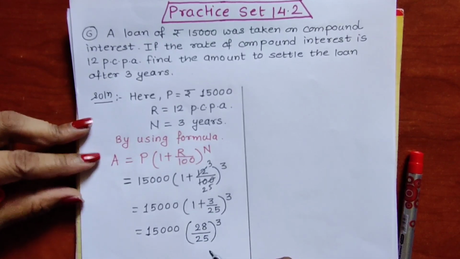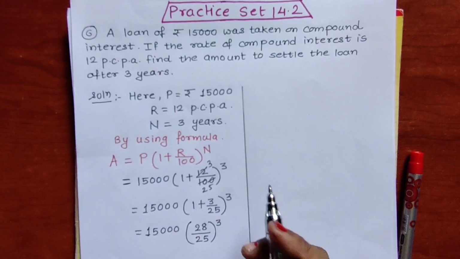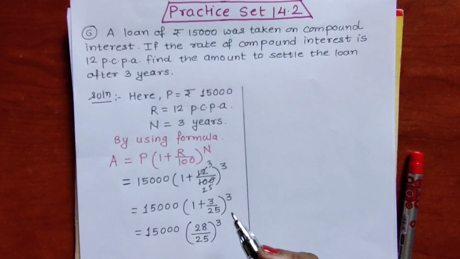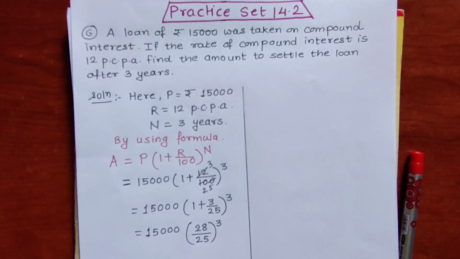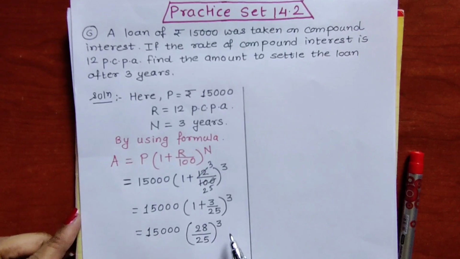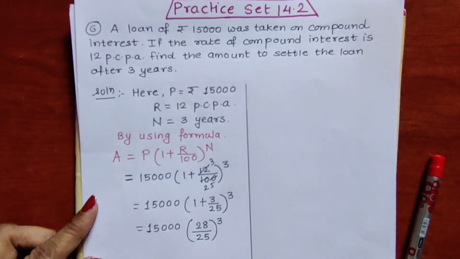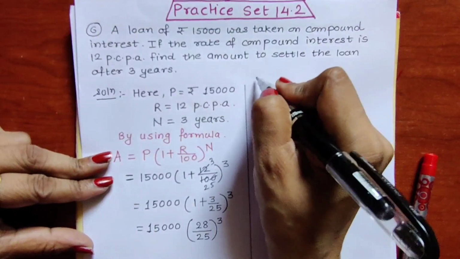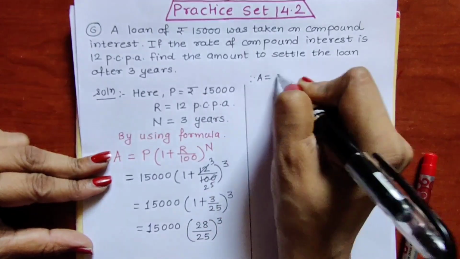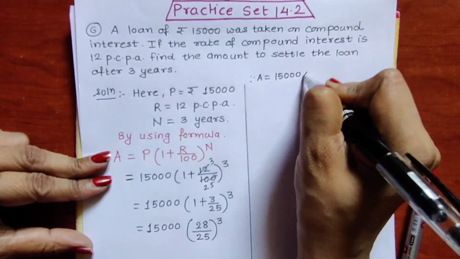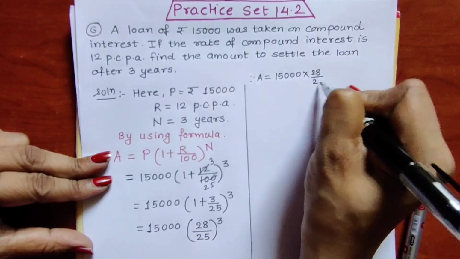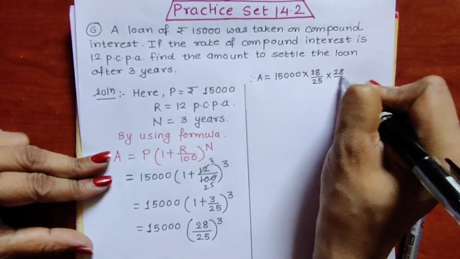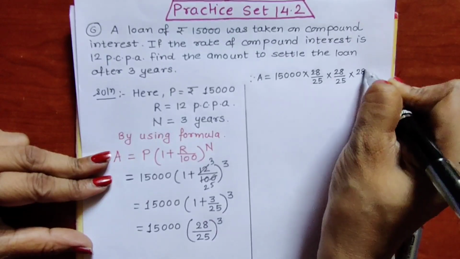I have shown you cross multiplication in the previous video also of 14.2, and in 14.1 also. So this we have to multiply 3 times because raised to 3 is there. So we have to multiply the same number 3 times. So I will be continuing on this side. Therefore A is equal to 15,000 multiply by 28 upon 25 multiply by 28 upon 25 multiply by 28 upon 25.